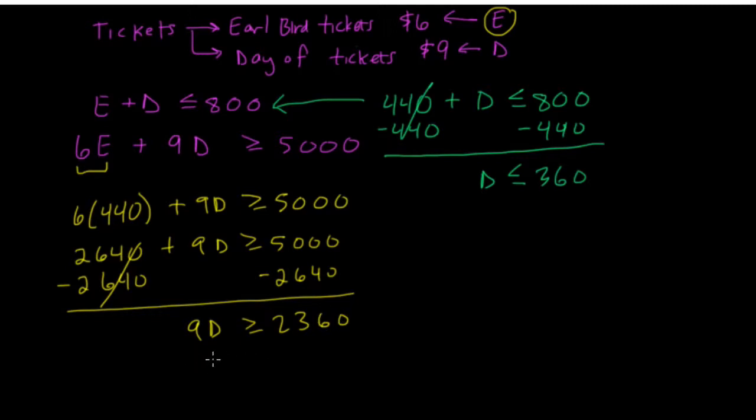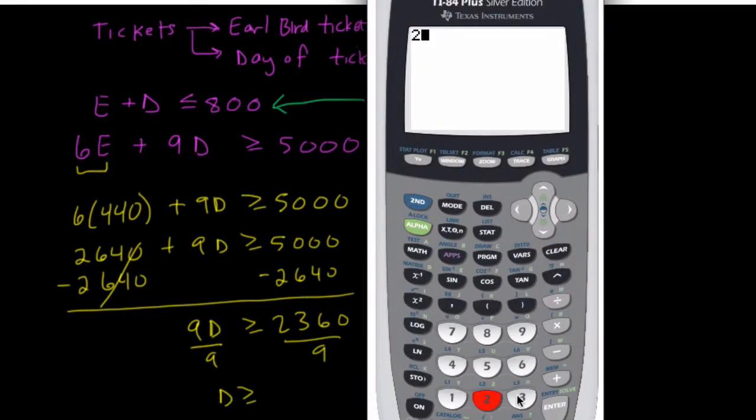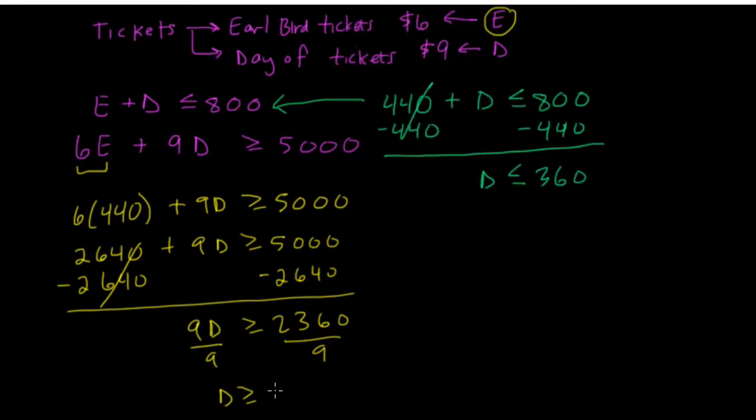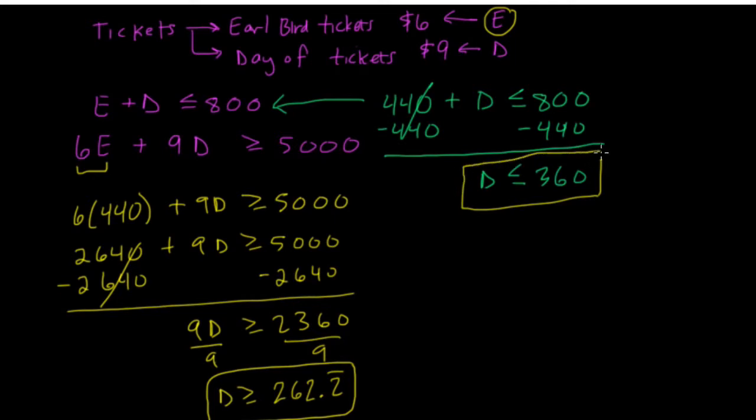So here, we divide both sides by 9 to solve for D. And D has to be larger than or equal to 2,360 divided by 9. And that's 262.2 repeating. So what does that mean? That means that in order to make the amount of money we want to make, we have to sell at least 262.2 repeating tickets. And what we know here is that we have 360 to sell. So yes, there are enough.